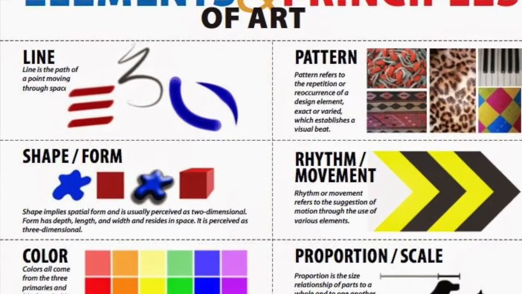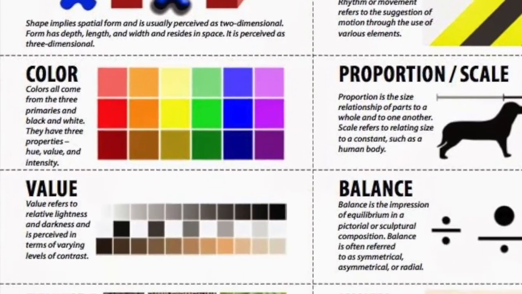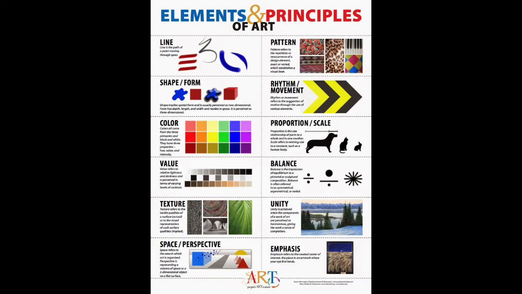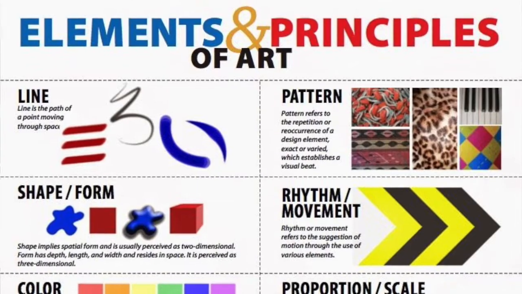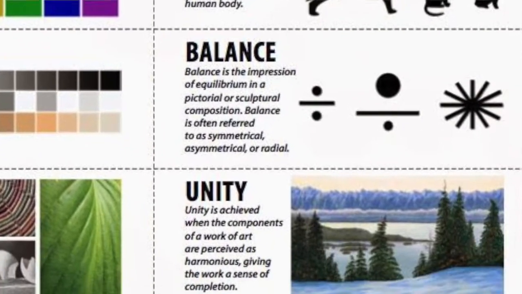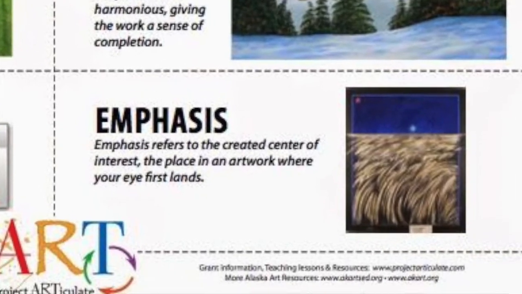What are the principles and elements of art? Line, shape, form, color, value, texture, space, perspective. Those are the elements of art, and the principles are how they are used. So the principles are pattern, rhythm, movement, proportion, scale, balance, unity, and emphasis.